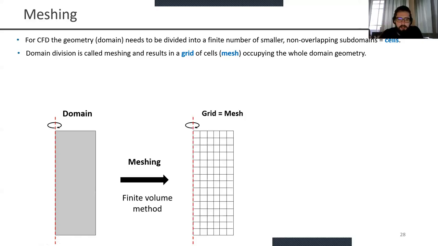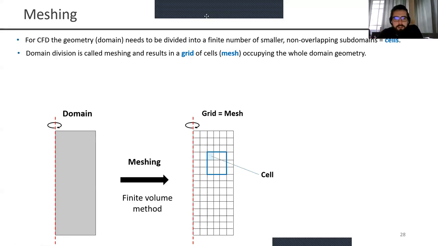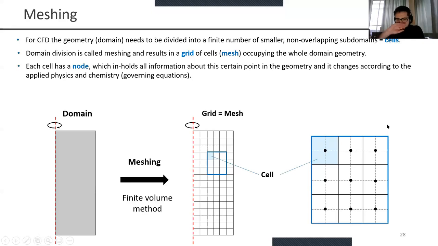Then we obtain the grid, which is equal to the mesh. And this is more or less the structure on which the CFD model will work. This is one cell. If we enlarge this blue rectangle, we are able to notice something very important: every cell contains a node in which all the information is stored. The information stored in the node changes according to the applied governing equations. So this is the node N at the place x, y and at time t, and let's say the model only calculates temperature and pressure, so it contains only two parameters.